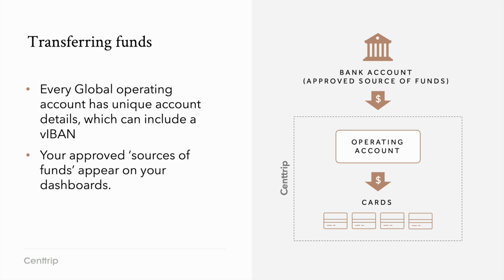Well, if you're transferring money in from an external bank account into Centtrip, then you've actually got account details within each account, which means you can make a payment straight into your operating account. Most of the operating accounts have an IBAN. It's a virtual IBAN, you might hear it referred to as a vIBAN. You can use those to make payments from your bank account into your operating account in Centtrip, and from there you can load the money onto cards and so on.